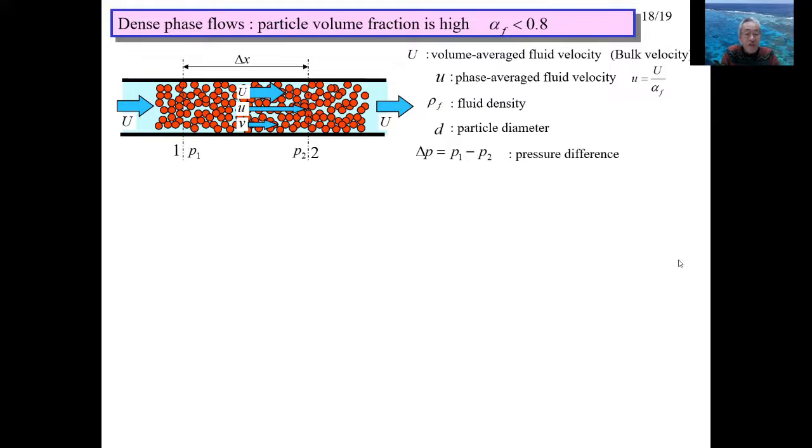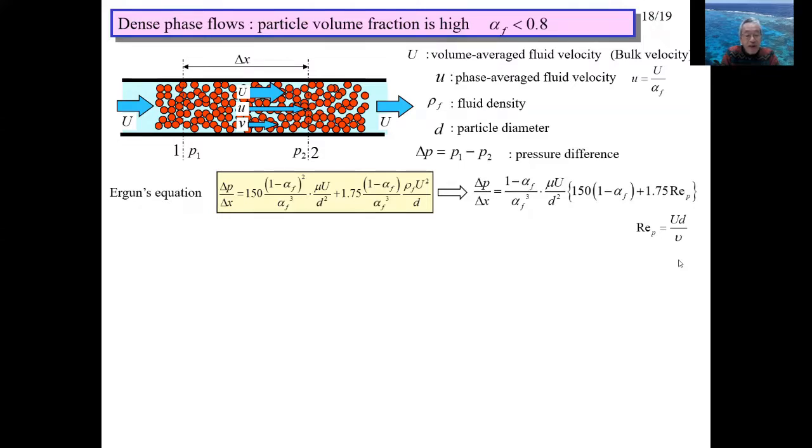Let V be the volume of the mesh, and large U in the figure is the flow velocity obtained by dividing the volumetric flow rate by the volume of the mesh. The large U is called the bulk velocity. Small u is the phase average fluid velocity. The phase average fluid velocity is obtained by dividing U by the fluid volume fraction alpha f. Large U and small u are equal where no particles are present.